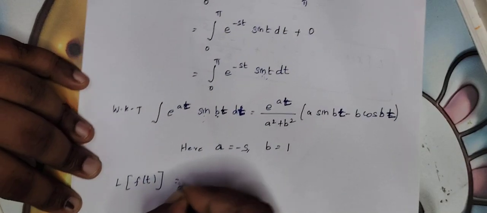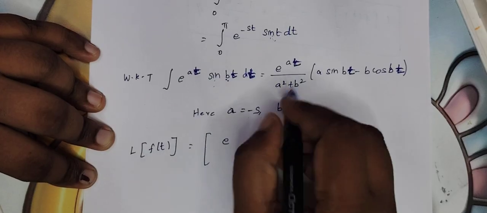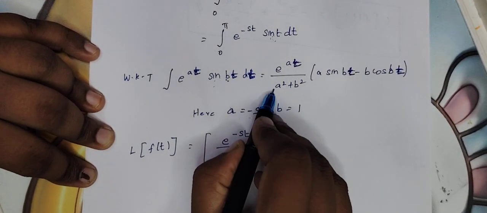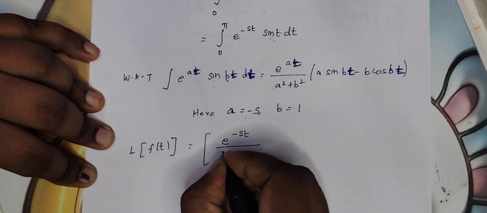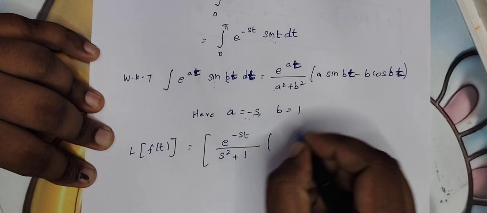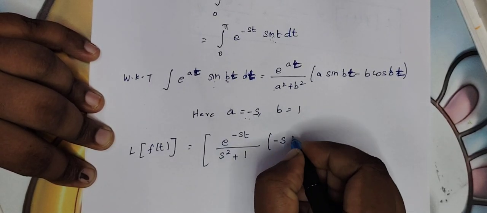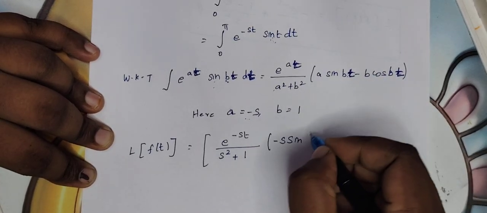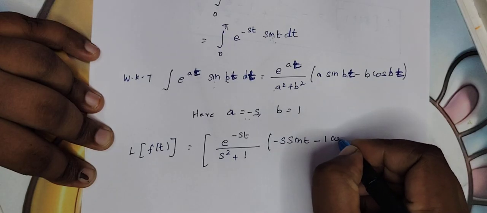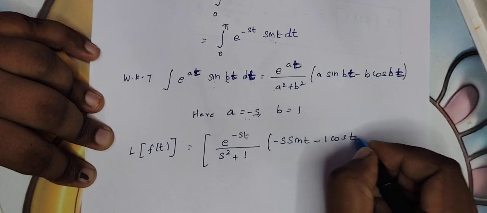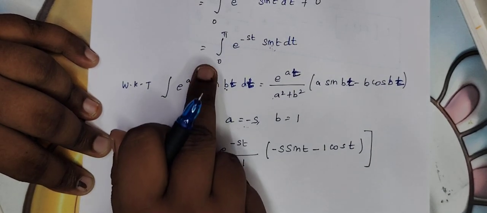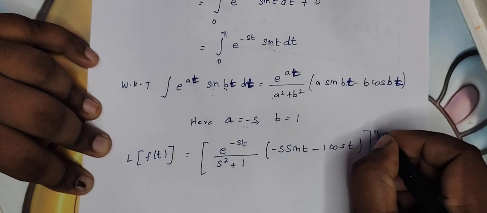So this is equal to e power at, and the value of a is minus s, so e power minus st, divided by a square plus b square. So a is minus s, if I square it, it will be s square plus b square. The b value is 1, so b square will be 1. Into a sin bt, a is minus s, so minus s sin t, minus b, the b value is 1, cos bt, and the b value is 1 again, so it will be t. Okay, so directly I have applied the formula, and the limits which are given in the problem are 0 to pi. So I'll write here the limits 0 to pi.